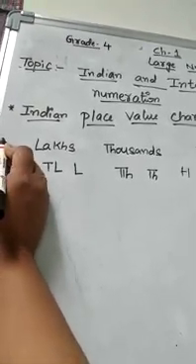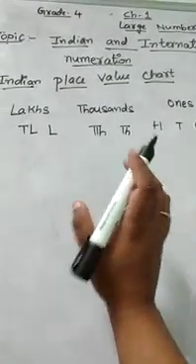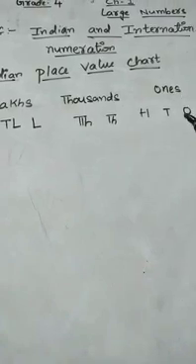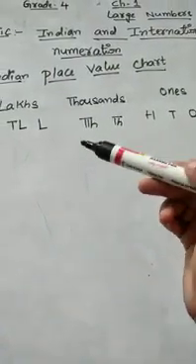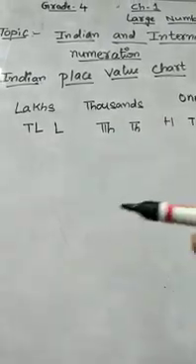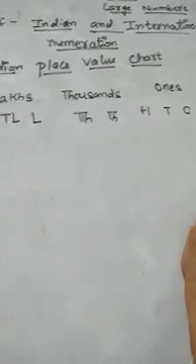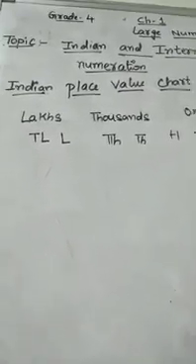So there will be 4 periods in the Indian place value chart. What are they? Ones, thousands, lakhs and crores. In ones we have ones, tens, hundreds. In thousands, thousands and ten thousands. In lakhs, lakhs and ten lakhs. This is the Indian place value chart. Let us see it with numbers.